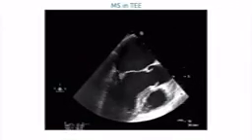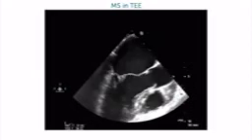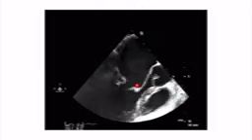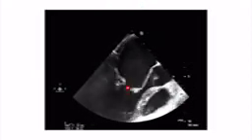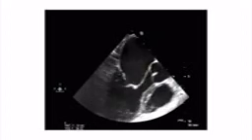Here's an example to show you that mitral stenosis can also be visualized with transesophageal echocardiography. Again, we have the typical features of a thickened tip of the mitral leaflet, doming, and obstruction to inflow.